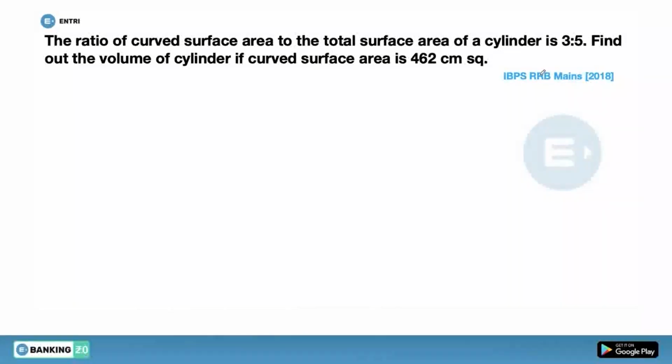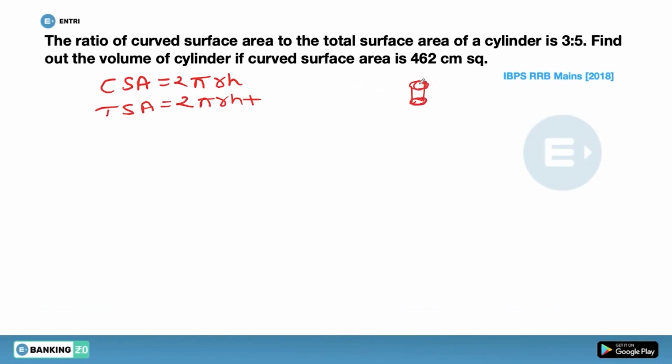See, the curved surface area of the cylinder is what? The curved surface area of the cylinder is 2 pi r h. Coming to its TSA part, the total surface area is what? Its total surface area is 2 pi r h and the two circles here. Which ones? This part and this part.